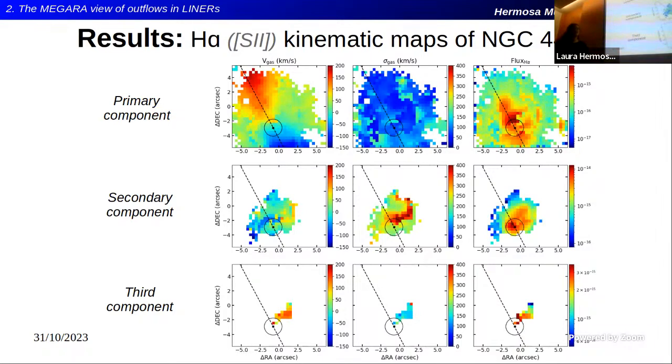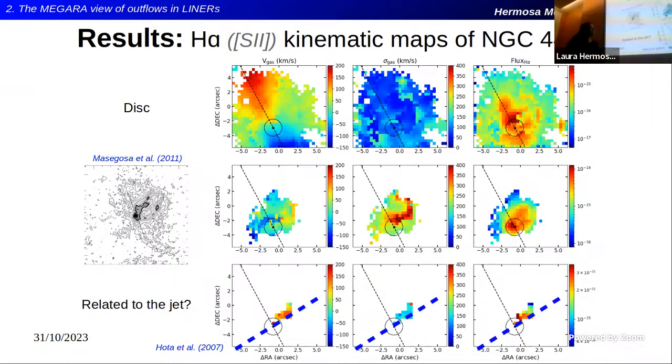But then the secondary and the third component have really different kinematics from the disk component. So what we have interpreted here is that the secondary component looks exactly like the bubble of gas that was already traced with H-alpha. And we see, for example, that the velocity dispersion is enhanced in the borders of the bubble. So this could be related to shocks as the bubble expands through the medium. And of course, the flux is just the bubble.